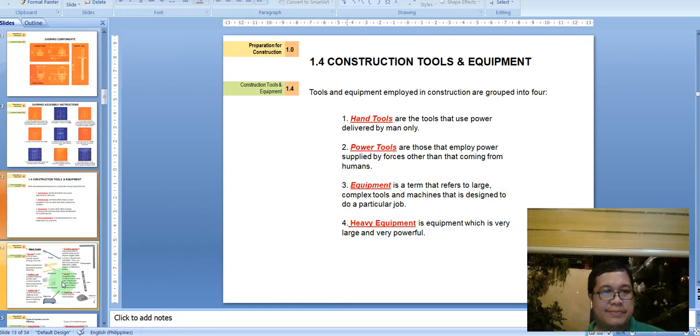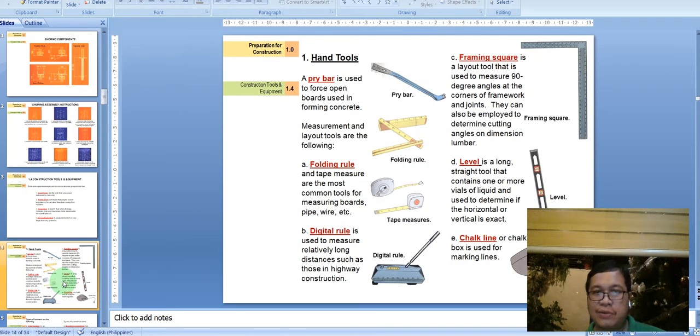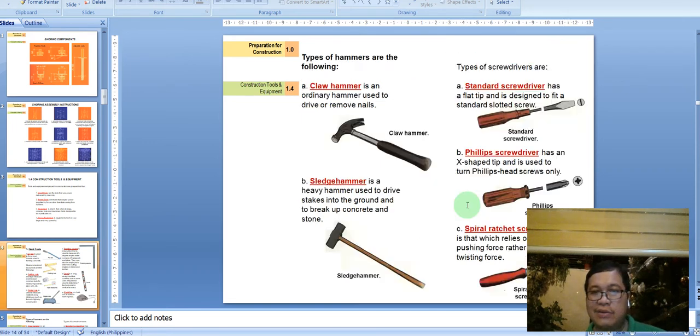Okay, so for example of your hand tools, you have here your pry bar. It's used to open boards used in forming concrete. Then you have your folding rule. This is a tape measure, common for measuring boards. You have here your digital rule, your framing square, your level, and your chalk line.